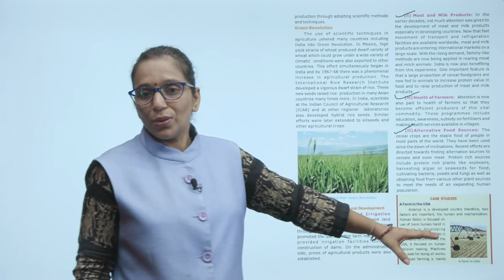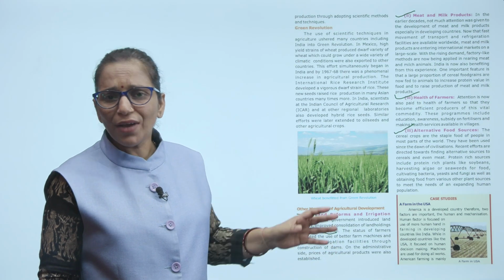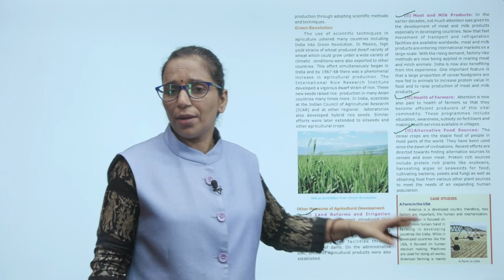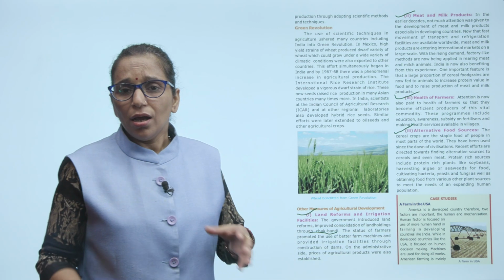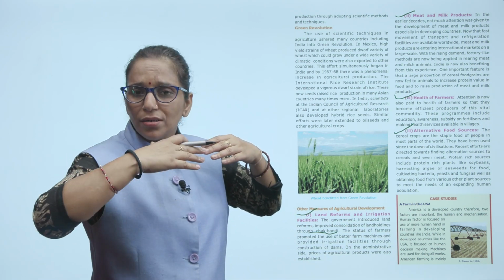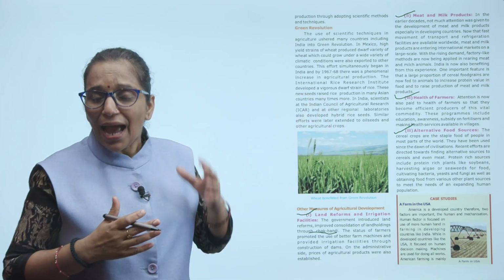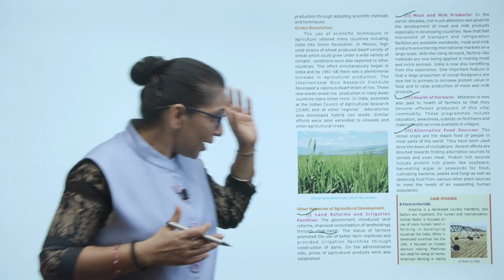Now, there is a case study given in your book, a farm in the USA. America is a very developed country. So, two factors which are important, that is the human and mechanization in America. In America, there is a large land holding. Farmers have a big land size as compared to India, and that's why they have highly mechanized farms.